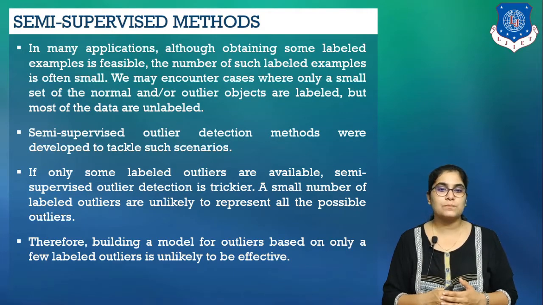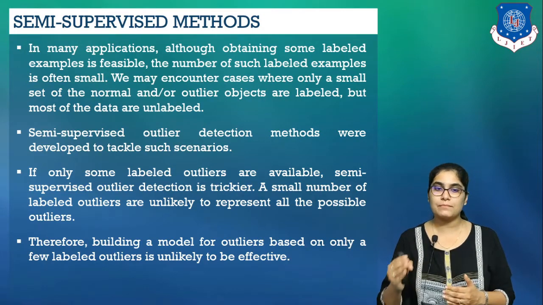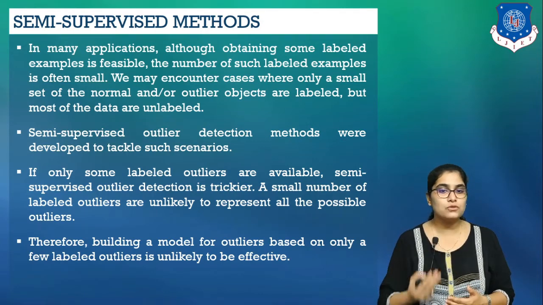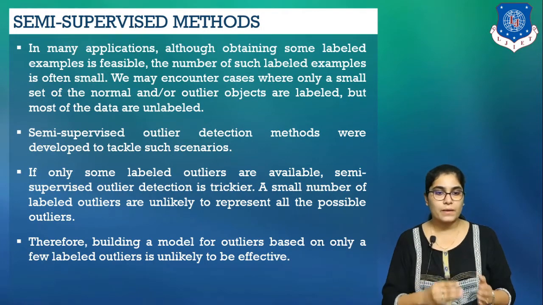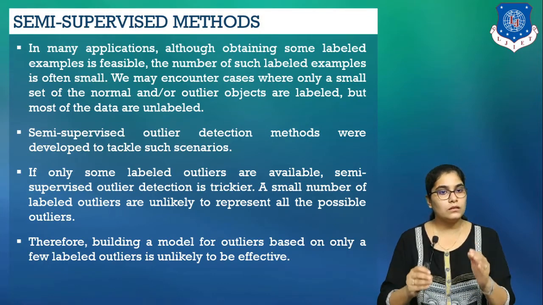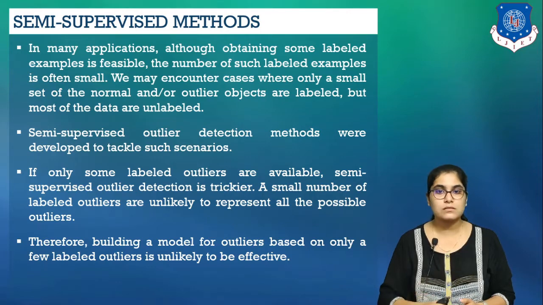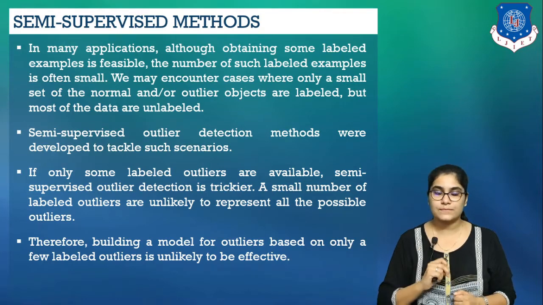Semi-supervised outlier detection methods can be regarded as applications of semi-supervised learning methods. For example, when some labeled normal objects are available, we can use them together with unlabeled objects that are close by to train a model for normal objects. The model of normal objects then can be used to detect outliers: those objects not fitting the model of normal objects are classified as outliers.